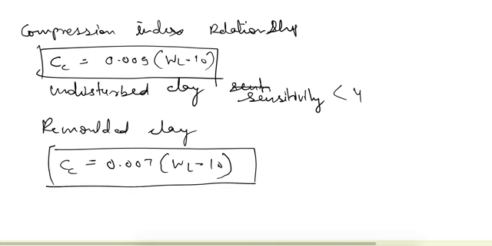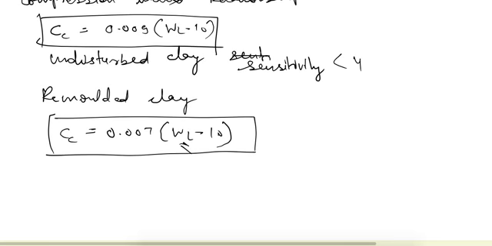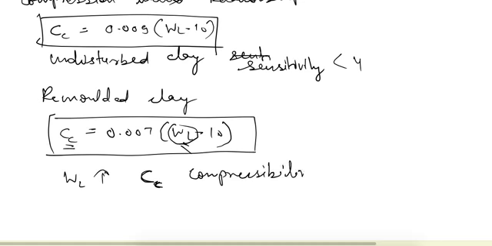So from here we can put a relationship: the compressibility of the soil depends upon its liquid limit. If the liquid limit is more for a soil, that means its compression index is more and its compressibility is also more.